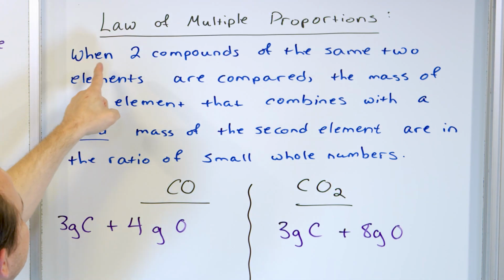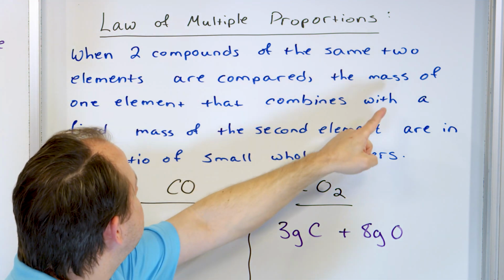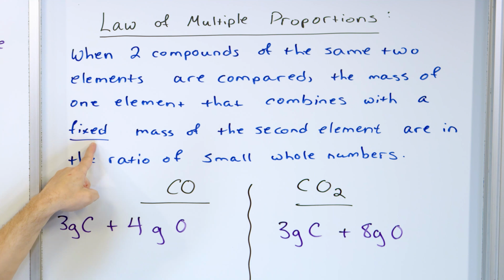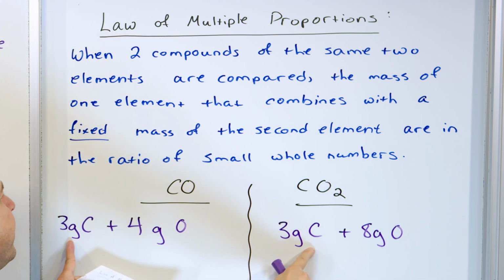So here it says when 2 compounds of the same 2 elements, carbon and oxygen, are compared, the mass of one element that combines with a fixed mass of the second element, notice it's a fixed mass here, are in a ratio of small whole numbers.